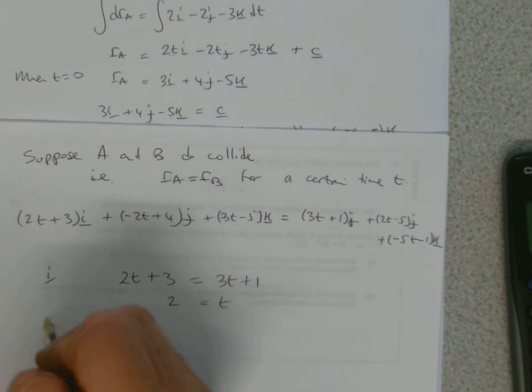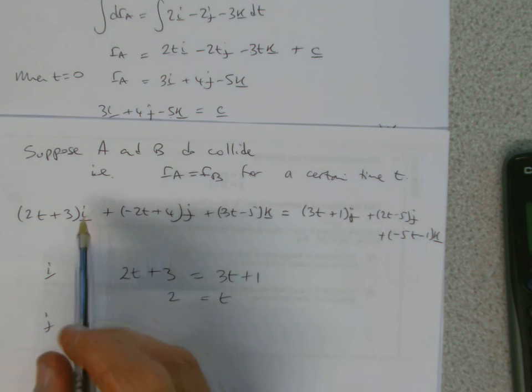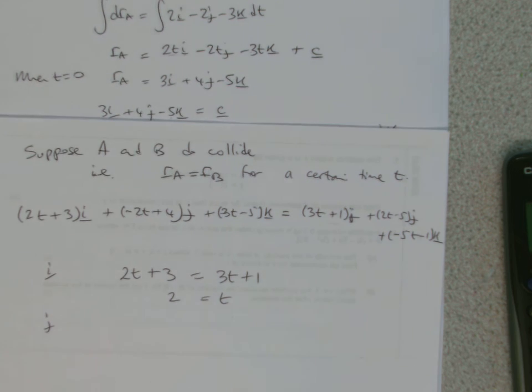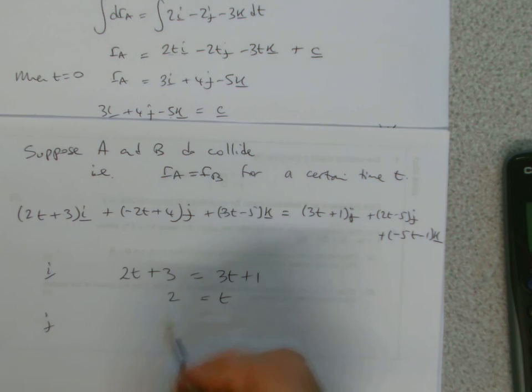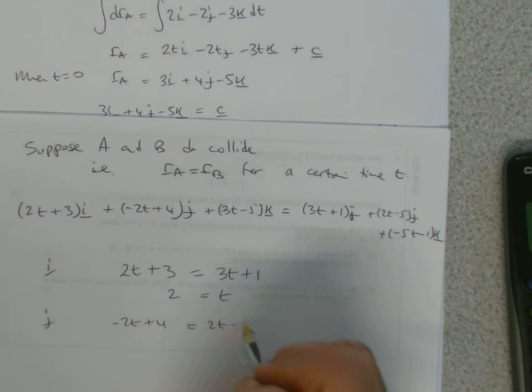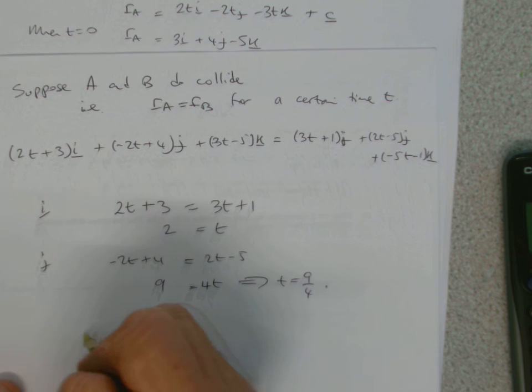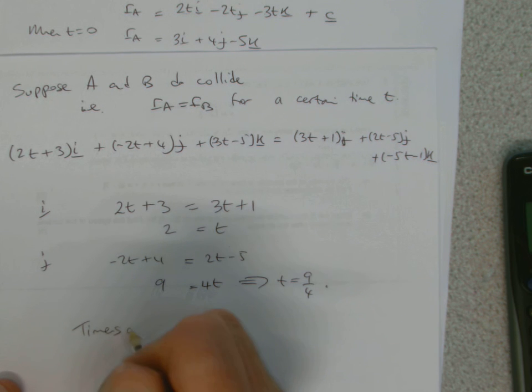Now if we equate the j's, obviously the time needs to be the same, doesn't it? Because R_A will equal R_B. That means the i's, j's and k's have to be equal for the same time. So if we put that equal here, then you get 9 equals 4t, which implies t equals 9 over 4. Alright, now clearly the times are different, aren't they? So that means they can't collide. Times are different.